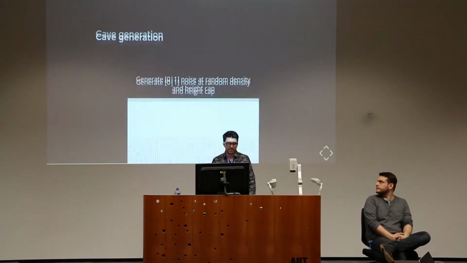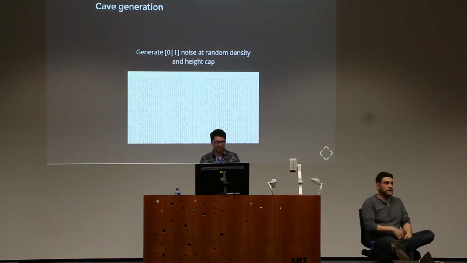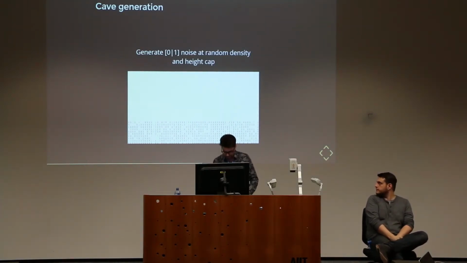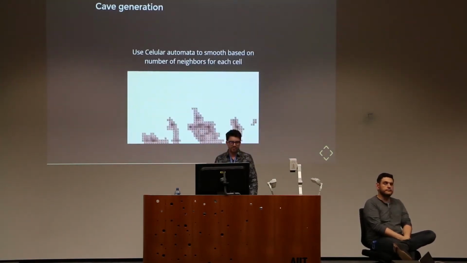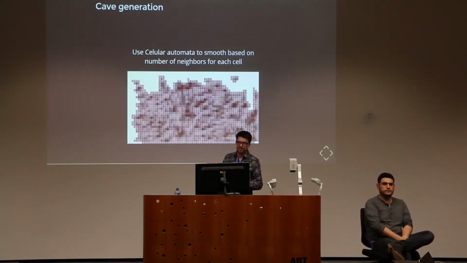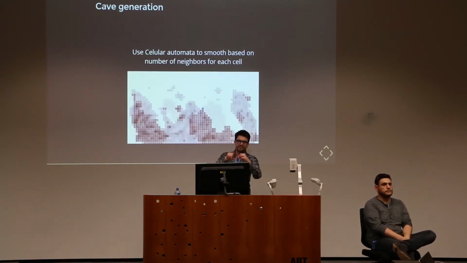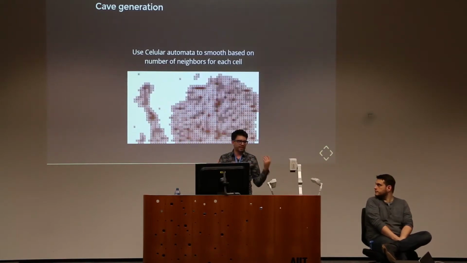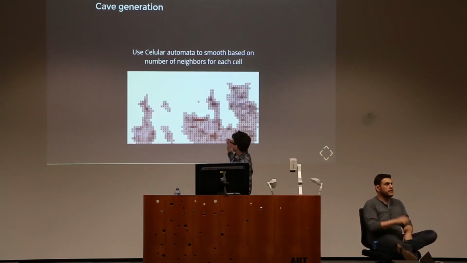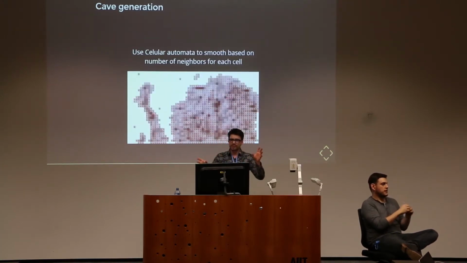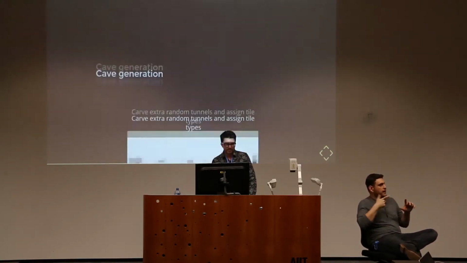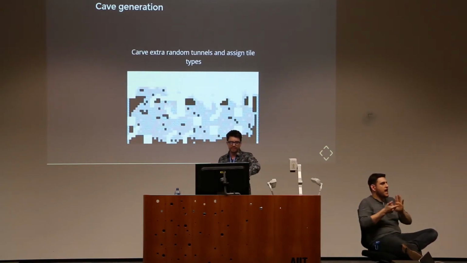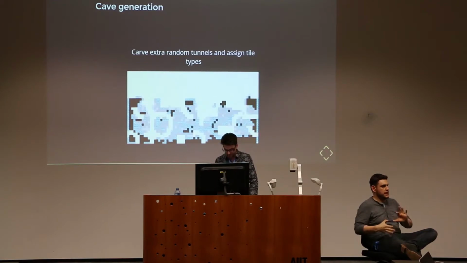Here's an example from my game. Generate 0-1 noise on a grid at a random density and height cap. This is going to be just whipping up a whole lot of possible caves. Use cellular automata to smooth it based on the number of neighbors for each cell. So if the cell has 4 or more neighbors, it becomes solid. If it's got less, it's deleted, and it starts smoothing out your noise into actual shapes. Then I do things like carve out extra random tunnels and assign tile types based on the numbers that I got out of the cellular automata there.